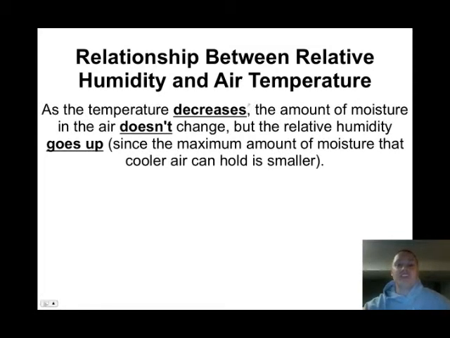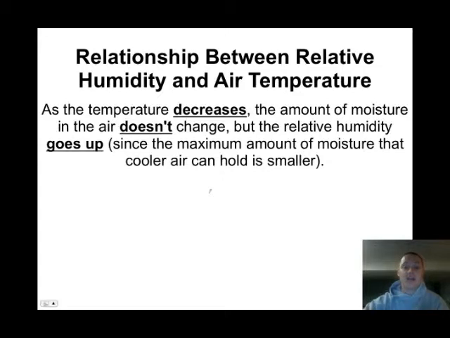Now the other end of it: as the temperature starts to go down, the amount of moisture in the air doesn't change. The temperature does, which means that the space around us starts to get smaller, starts to shrink, and starts to condense. When that happens, you still have the same amount of moisture, let's say 2 cups again. But as the space around us cools and shrinks, the amount of moisture doesn't change, but the relative humidity goes up.